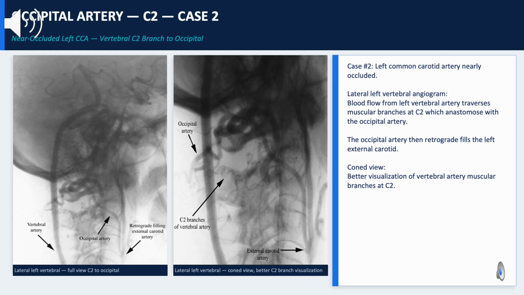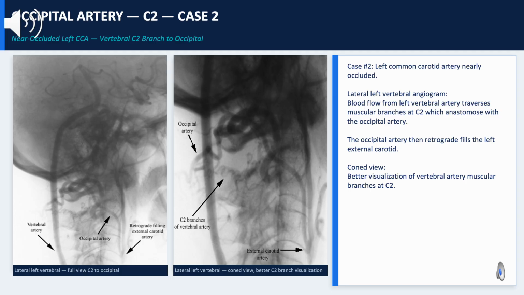coned view, a technique of limiting the X-ray beam to the area of interest that dramatically improves image detail in the cervical region. The nearly occluded left CCA creates the hemodynamic conditions for this collateral to be visible. With reduced ICA pressure on the contralateral side, the vertebral artery shunts blood through the C2 muscular branch to the occipital and from there retrograde into the ECA. The coned view is a practical reminder that angiographic technique matters.